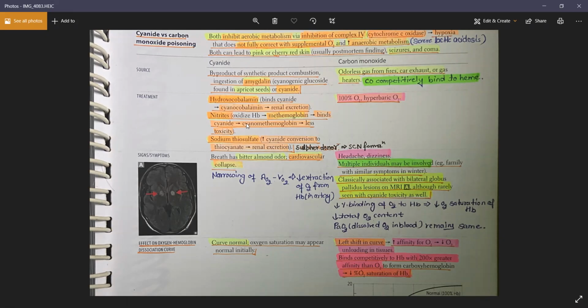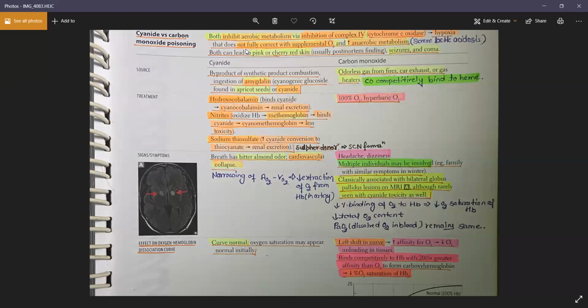Yes. Other thing you can give the patient is sodium thiosulfate. This sodium thiosulfate donates its sulfur group to bind with the cyanide to become thiocyanate. And just like the cyanocobalamin, this thiocyanate will be excreted by the kidneys. So please note, the sulfur group will be donated by sodium thiosulfate, and the sulfur group will bind with the cyanide to become thiocyanate. So this is about the treatment for cyanide poisoning.